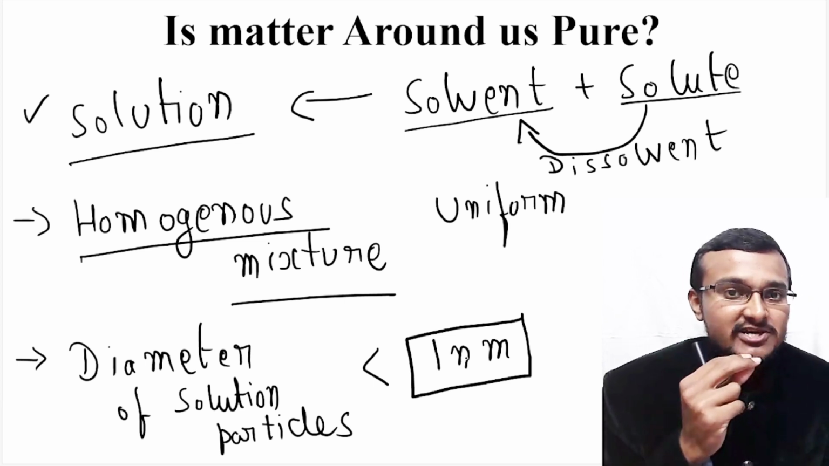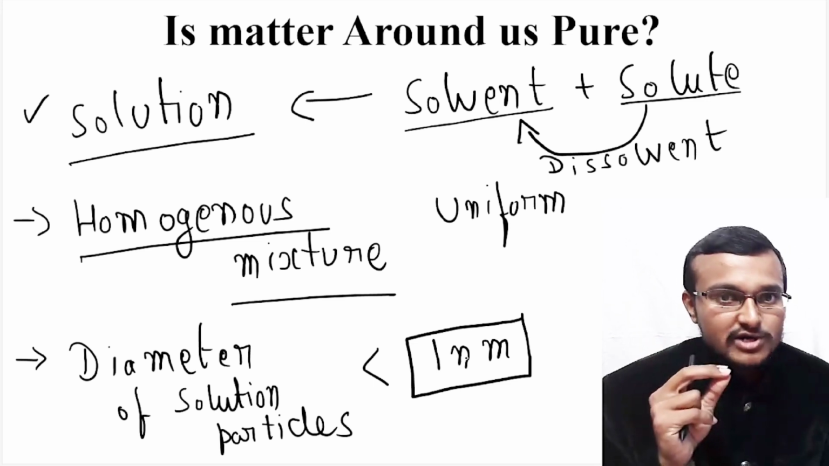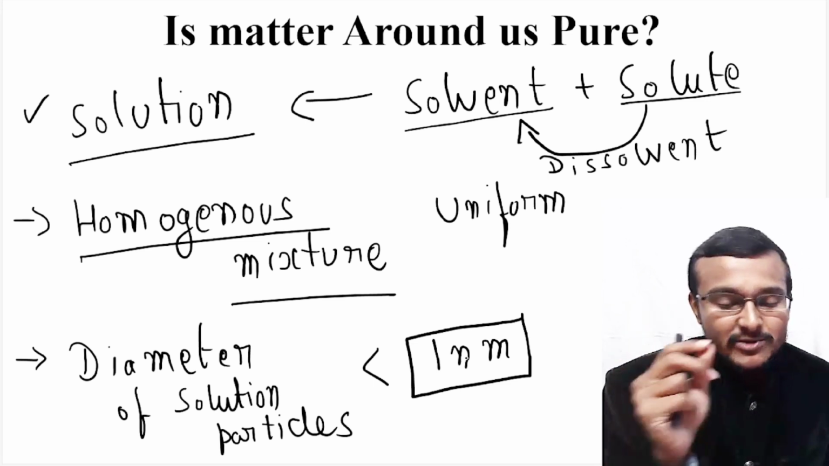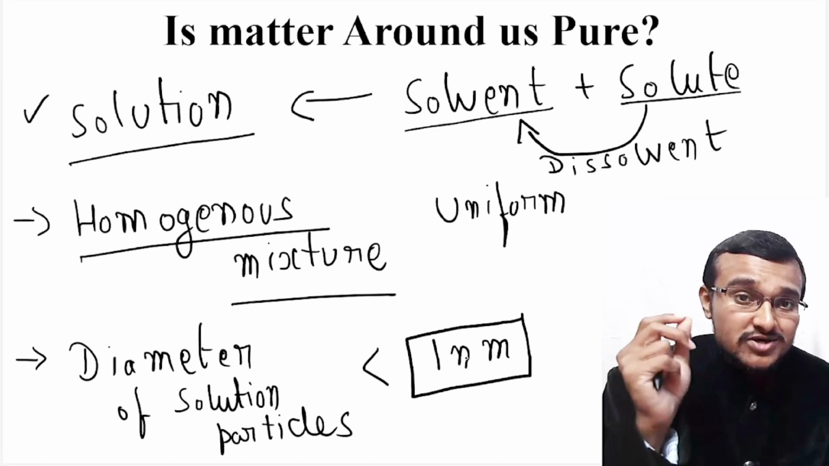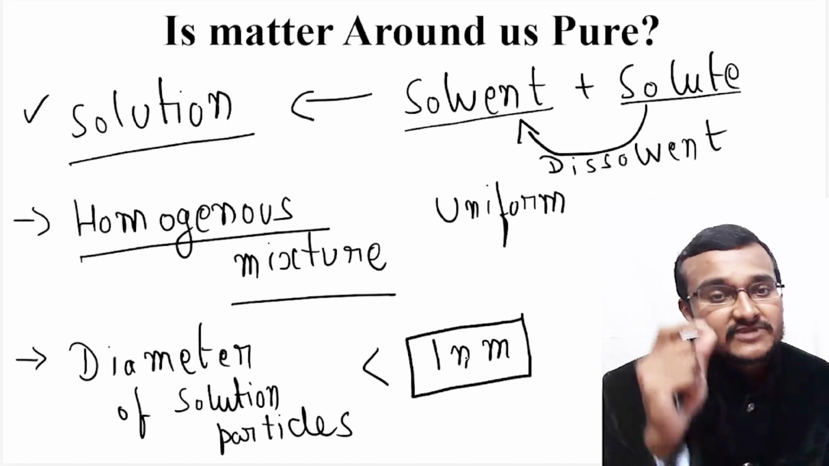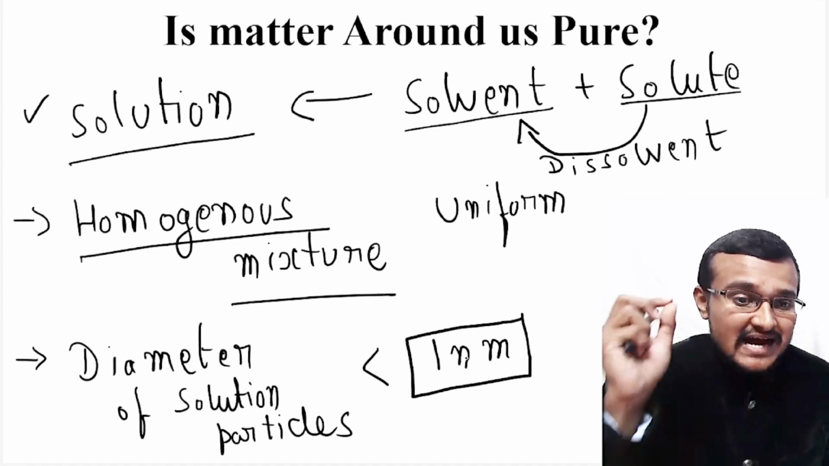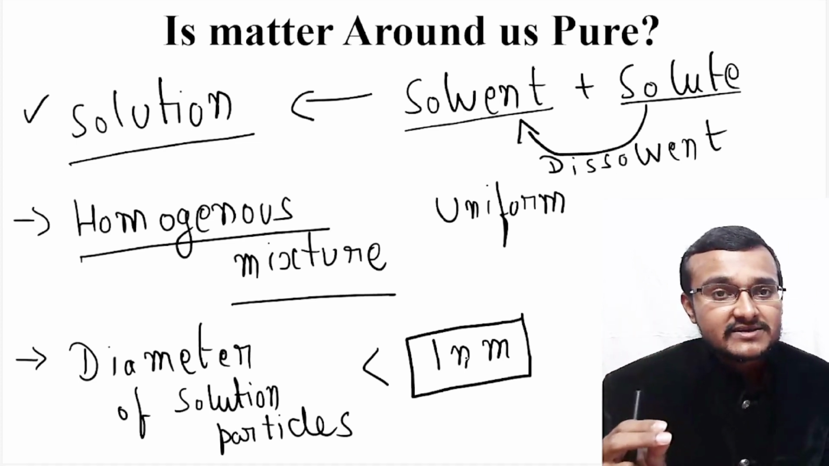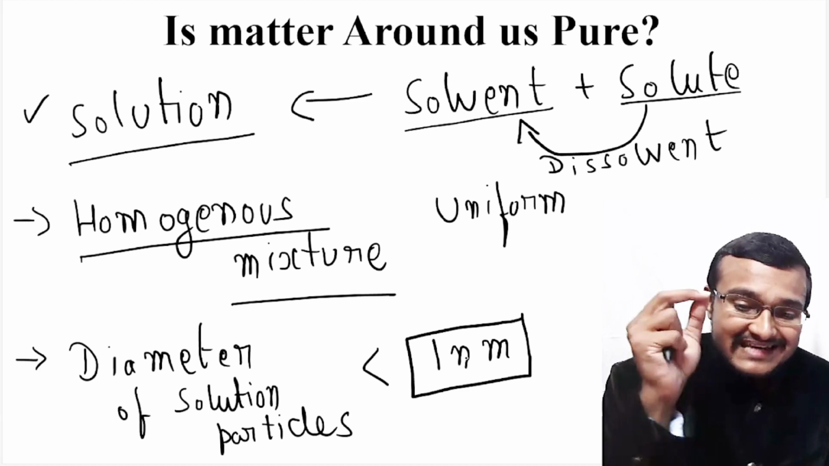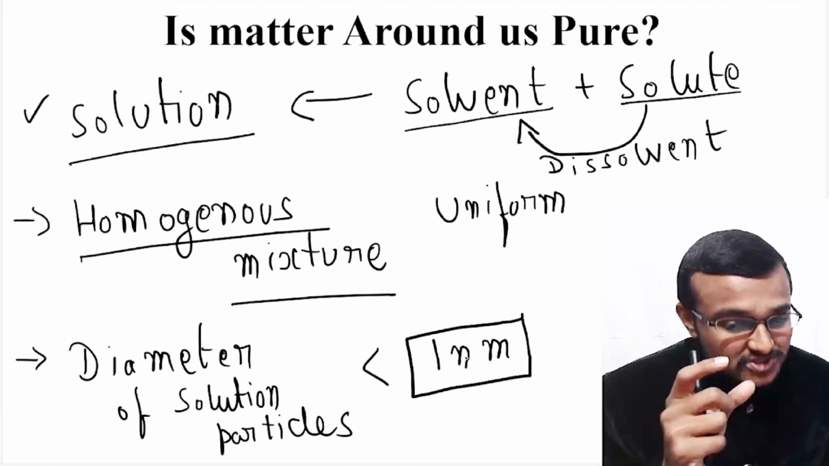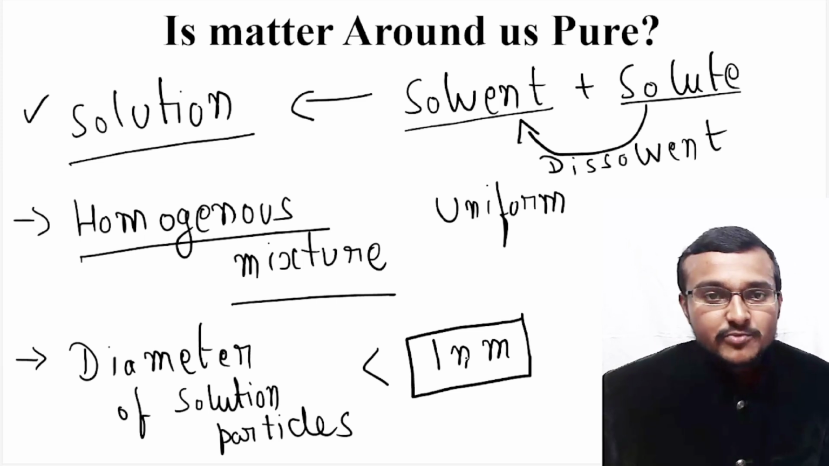But when you taste that water, you can feel the saltiness. That means salt is there in water, but it is less than 1 nanometer. The diameter of that composition is less than 1 nanometer. Hence you cannot see the particles properly with your naked eyes. So a solution will always be a homogeneous mixture, and the diameter of the solute which has got mixed in that solvent will be less than 1 nanometer. Hence you cannot see those particles through your naked eyes. This is another property of solution.